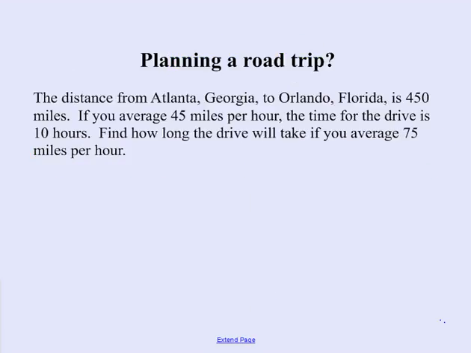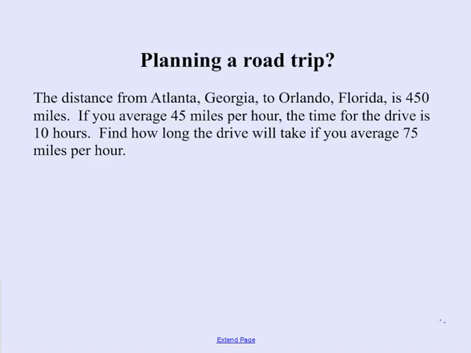The distance from Atlanta, Georgia to Orlando, Florida is 450 miles. If you average 45 miles per hour, the time for the drive is 10 hours. Find how long the drive will take if you average 75 miles per hour. All right, so the first thing you need to decide when reading this problem is whether it is direct variation or inverse variation. We can tell in this problem that it's inverse variation because, of course, the faster you go, the quicker you'll get there. So as your speed goes up, the time it takes to get to your destination goes down. That makes it an inverse variation.